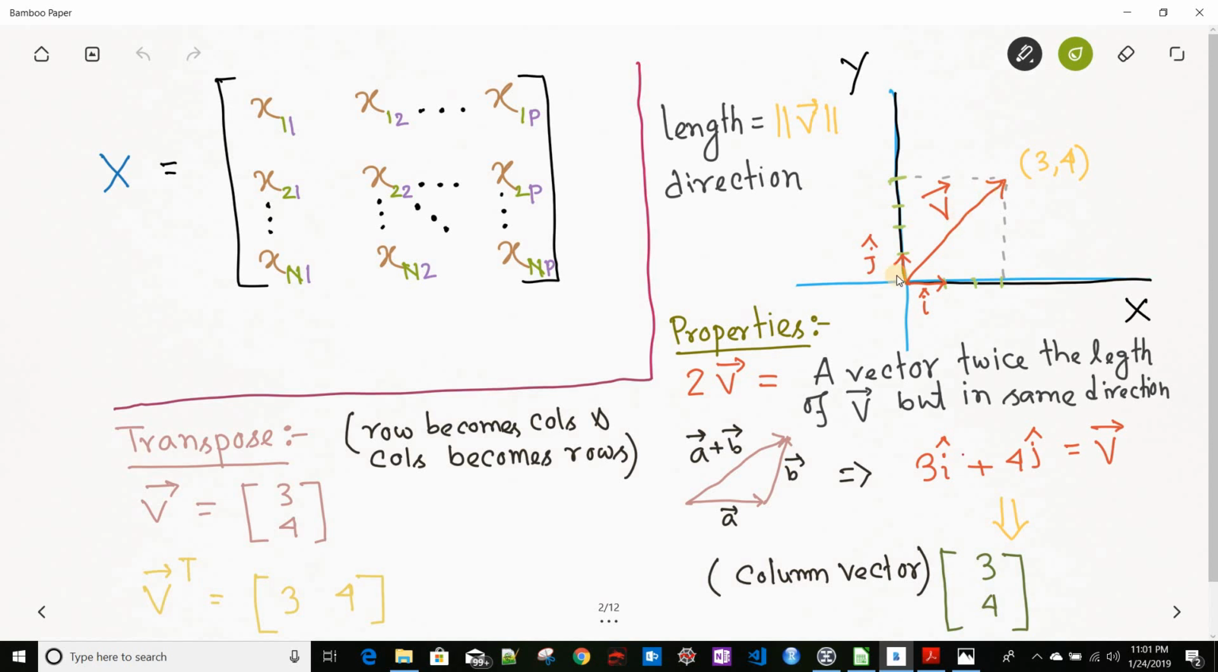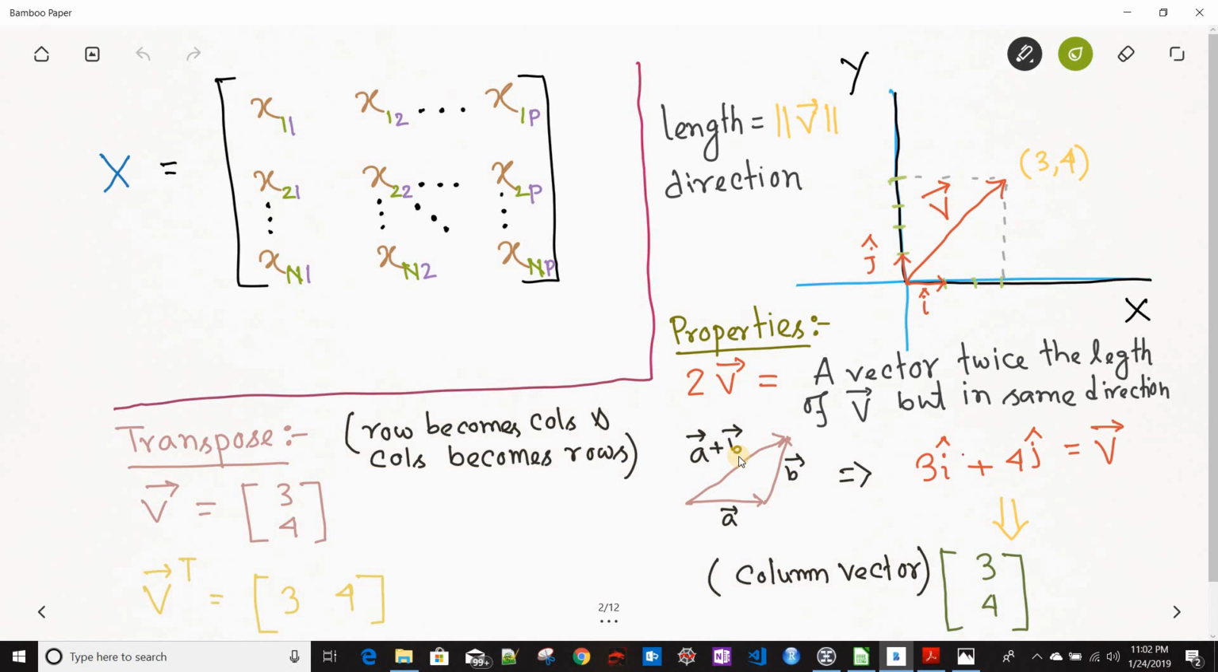If we talk about twice a vector, that means the length will be twice that of vector v, but the direction will be the same, correct? Now if we want to add two vectors, we can do it like this. Suppose I want to add a and b: first the initial vector a, then where a ends, from there I append the vector b. The vector from the initial point of a to the ending point of b represents a plus b.